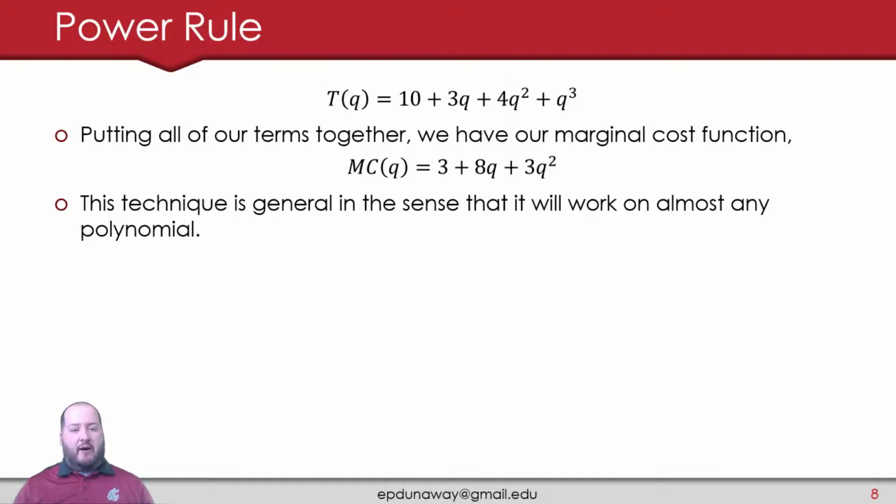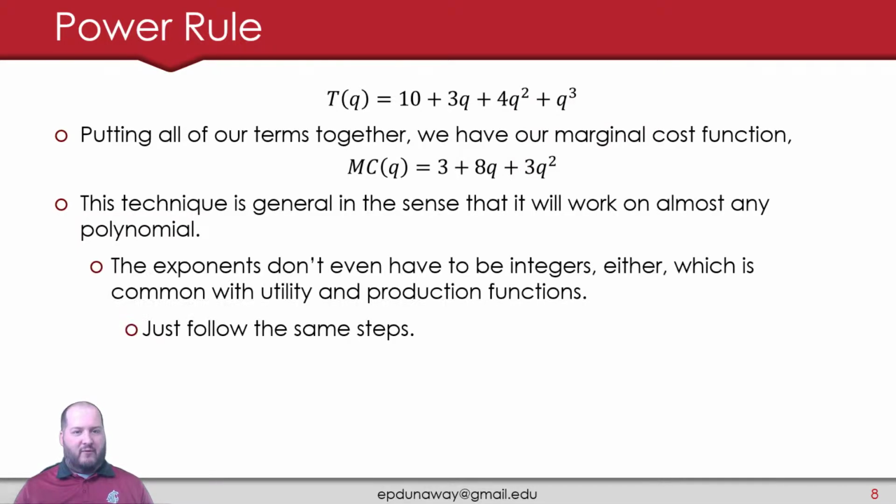So what's neat about the power rule is that it is a very general technique. It'll work on almost any polynomial, and the ones that it doesn't work on are very special cases, and we really don't need to worry about them right now. What's also fascinating, and you're going to see this a lot, is that the exponents don't even have to be integers. We can use decimals, we can use negative numbers, we can use negative decimals. And those are going to be very common in utility and production functions. As long as we're following the same steps, we're going to get the correct answer.